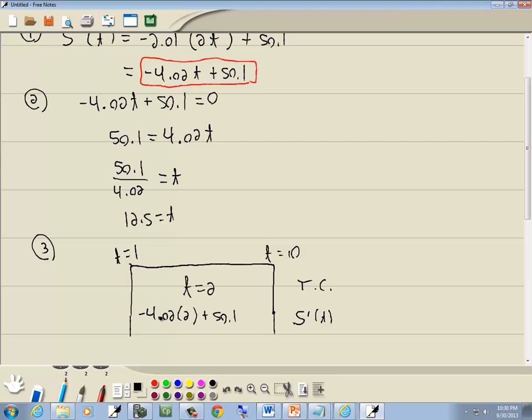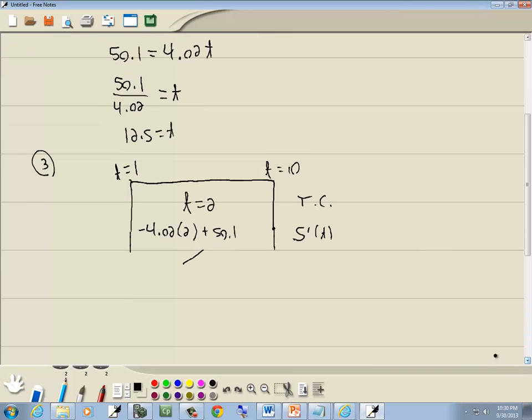Now, I don't know what this is exactly, but negative 4 times 2 is negative 8 plus 50. I know it's positive, so it's increasing. Again, you don't care about the exact value. If you can see what the sign is, that's all that matters. So this is increasing from 1 to 10. And that'd be your answer.